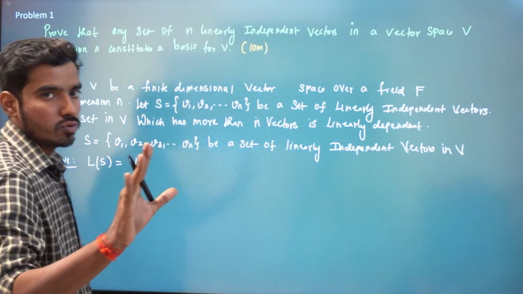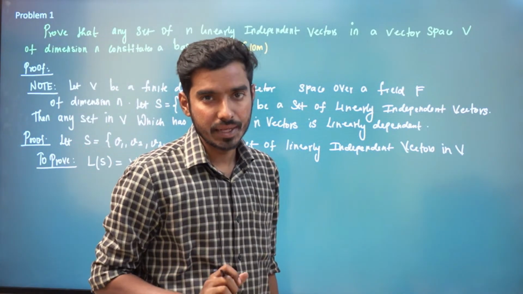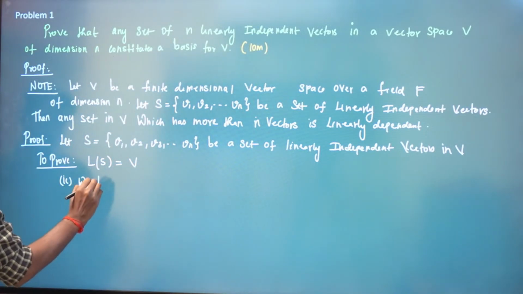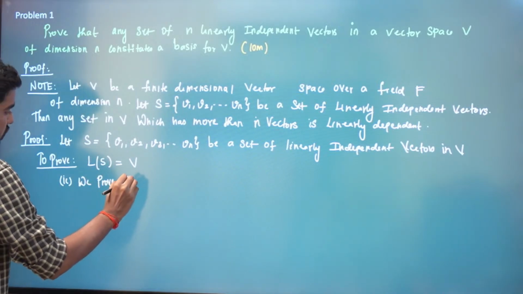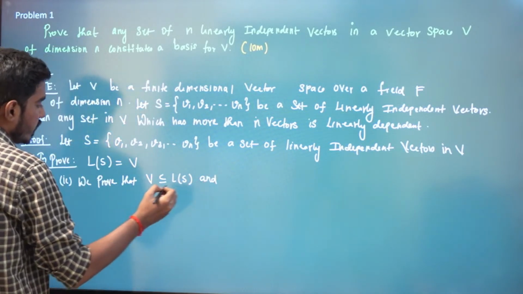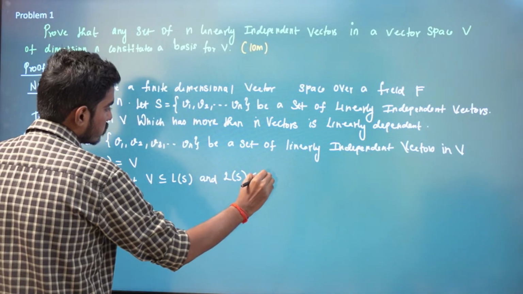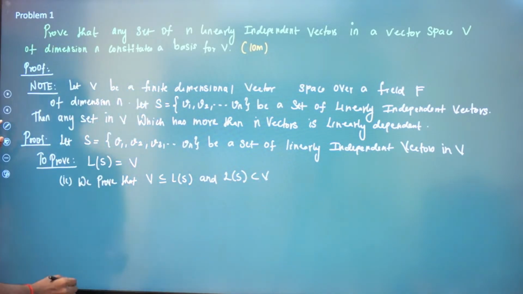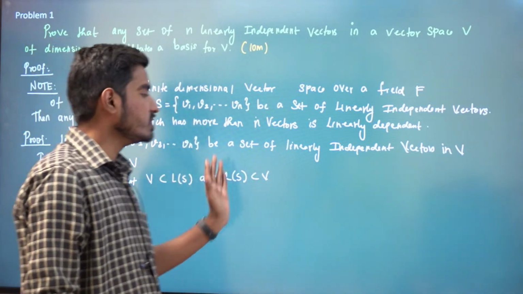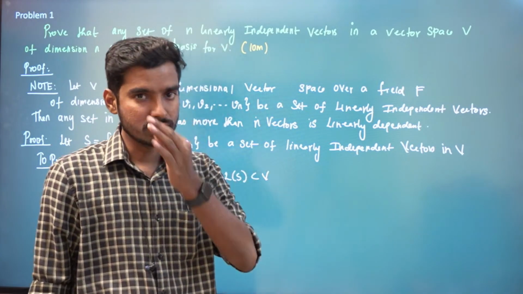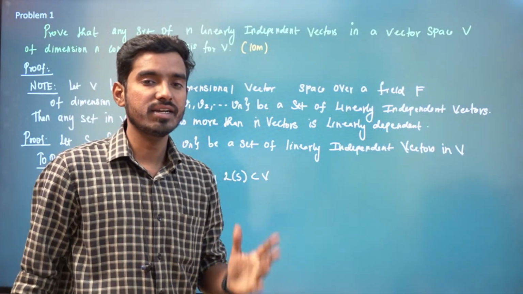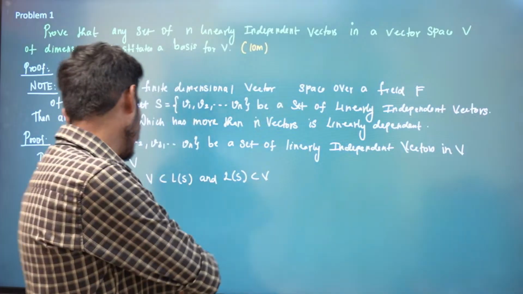So whenever you need to prove the equality, what we will prove is that V is contained in L of S and L of S is contained in V. If I prove this, that means V is equal to L of S. This is how we prove equality in mathematics: you say this is contained in this and this is contained in this. As a result, both will be equal. Okay, so we will prove this.